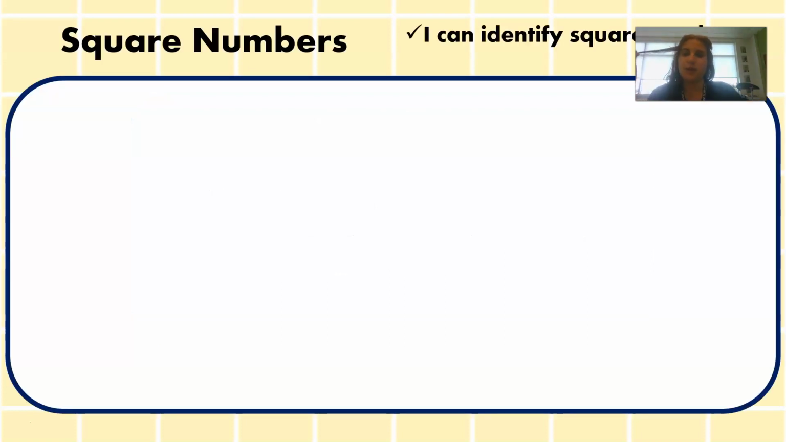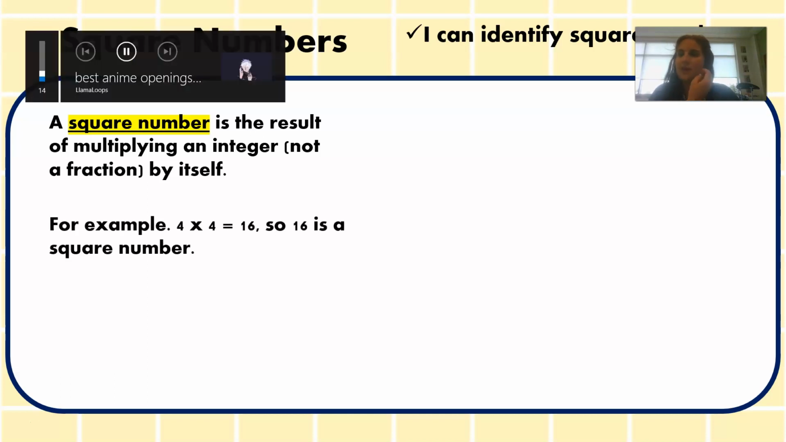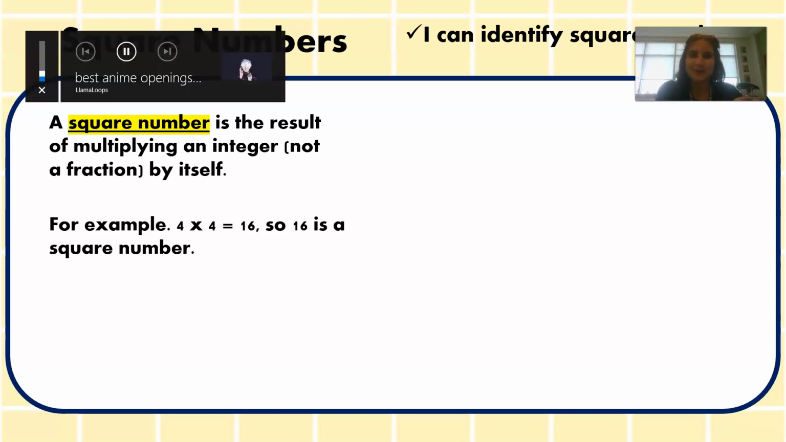So let's start by defining what a square number is. A square number is the result of multiplying an integer by itself. So like 5 times 5, 2 times 2, 3 times 3. For example, 4 times 4 equals 16, so 16 is a square number.